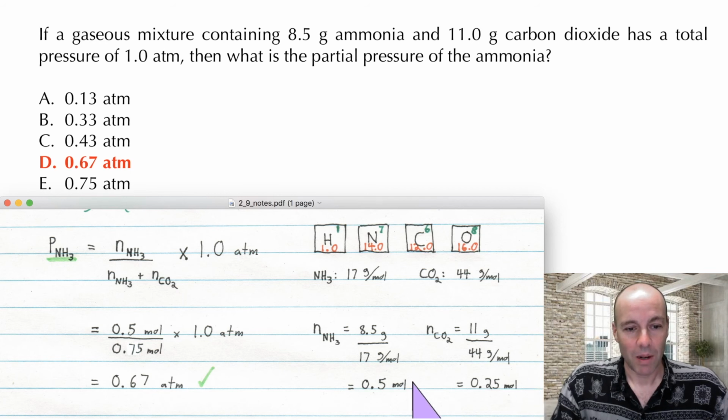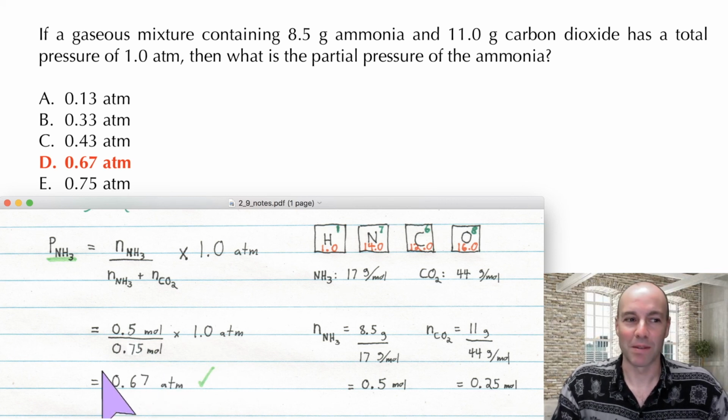Now, plugging in these numbers, the number of moles of ammonia would be 1/2 of a mole, and the total number of moles is 3/4 of a mole. That fraction right there equals 2/3. And so what we're left with is 2/3 times the total pressure, and that's 2/3 atmosphere, or 0.67 atmosphere. And so that's the answer, D.